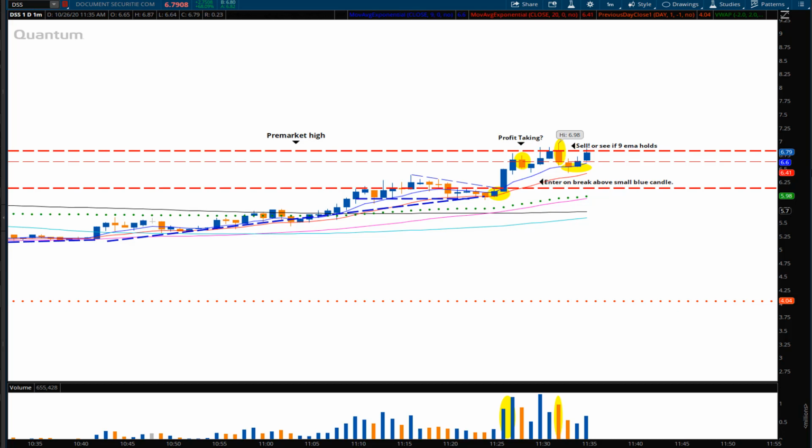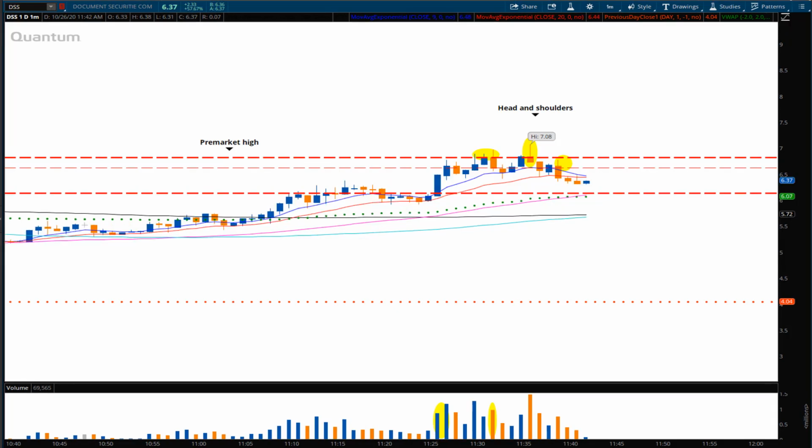Don't be these traders coming in near these resistance levels, buying at $6.80 and $7. That's where you're buying high, and then you end up selling low and losing money. That's something you do not want to do.